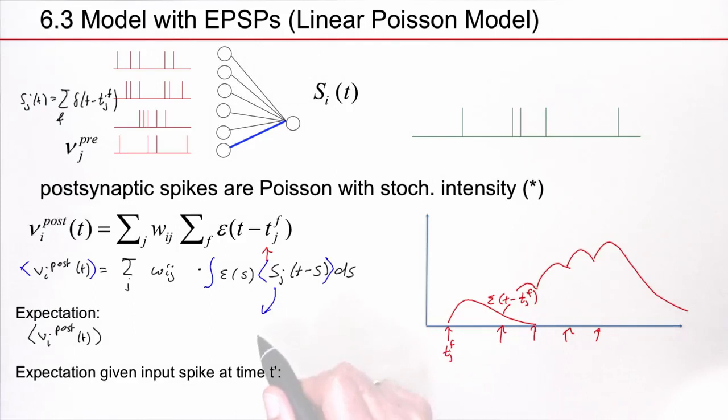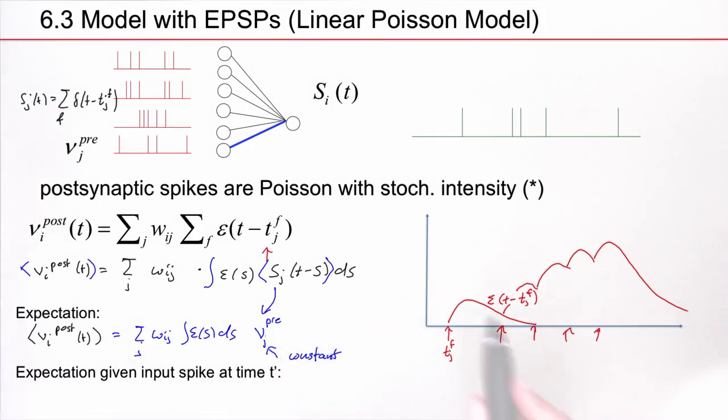Now the expectation of this is just the firing rate. This would be the presynaptic firing rate. And I still assume that the presynaptic firing rate is constant. Since it's constant, I can take out the integral and I have sum over j w_ij integral epsilon of s ds. So the expected rate is constant and proportional to the presynaptic firing rate. So in expectation, I don't see anything of these causal effects that each presynaptic spike causes a postsynaptic spike.